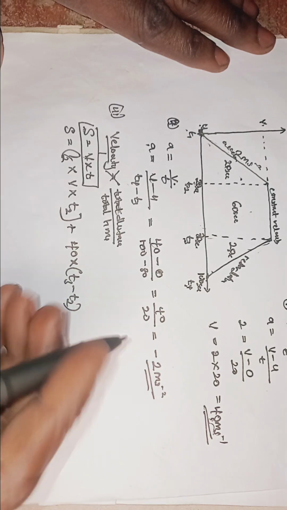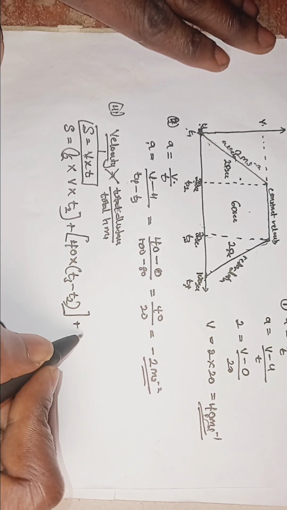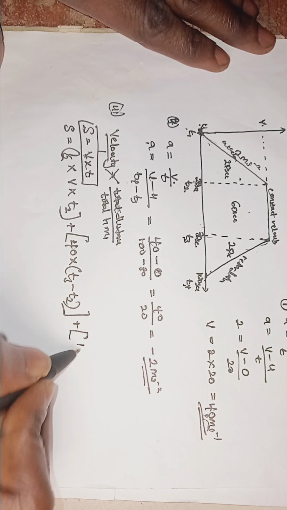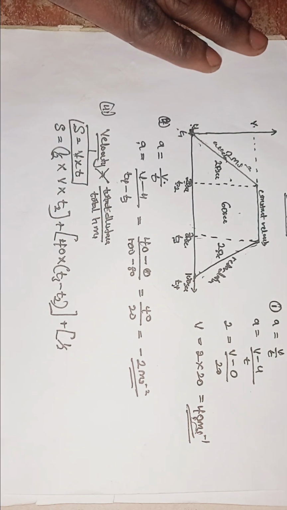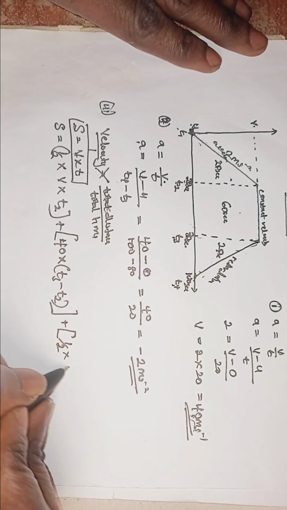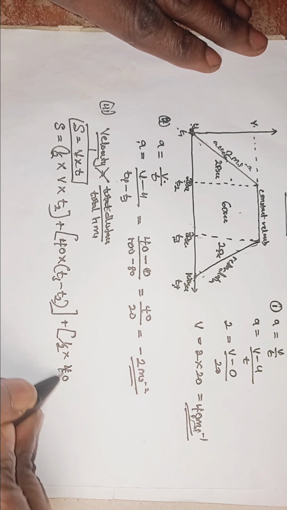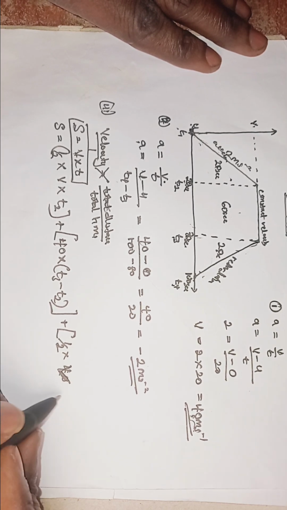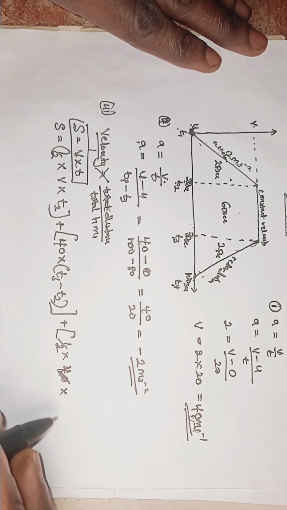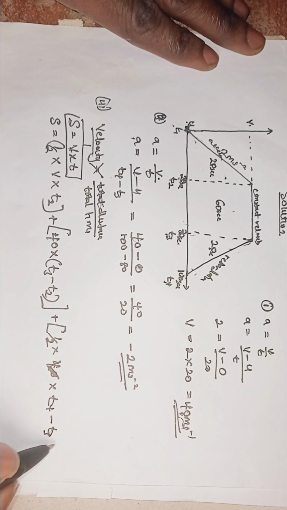So for the last one, the last box is going to be half, which is the half triangle also. It's going to be half multiplied by the final velocity, which is v, which is 40. Let me first copy v so that I'm able to understand this clearly. v multiplied by t4 minus t3.